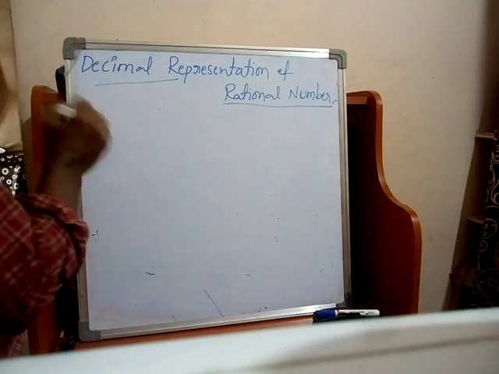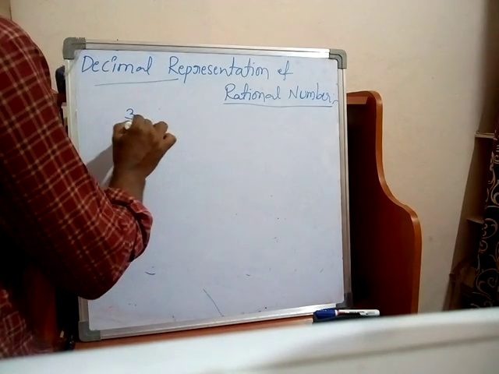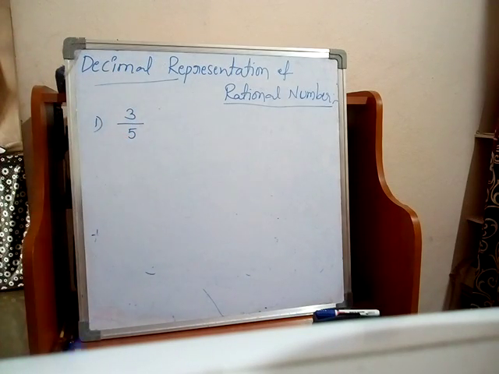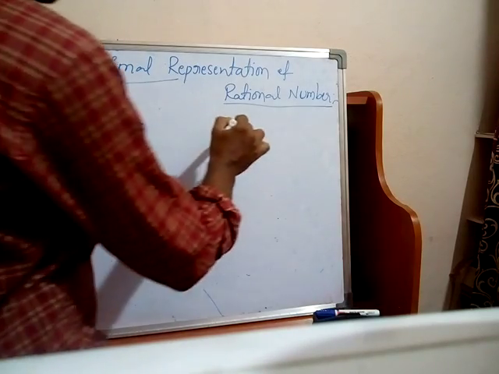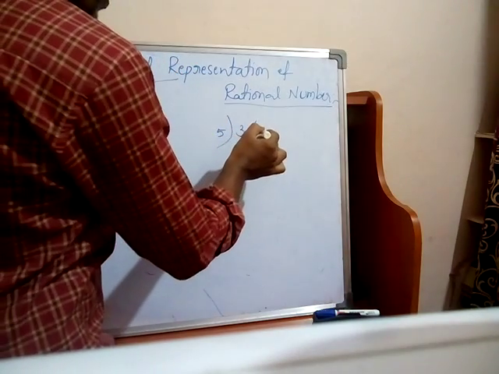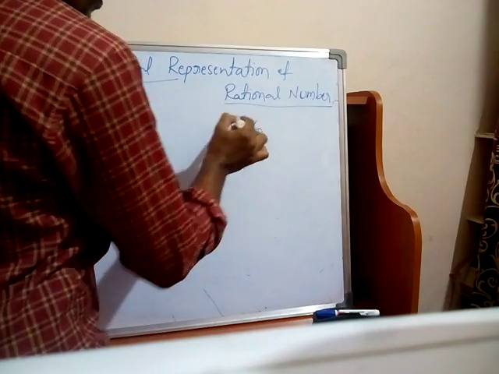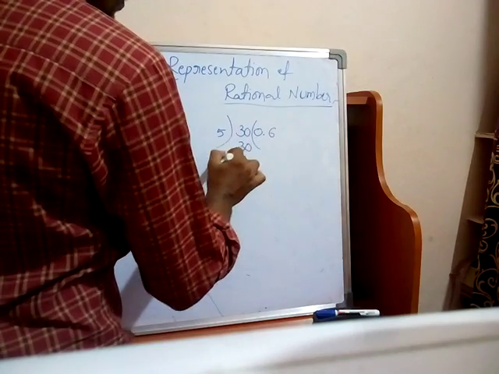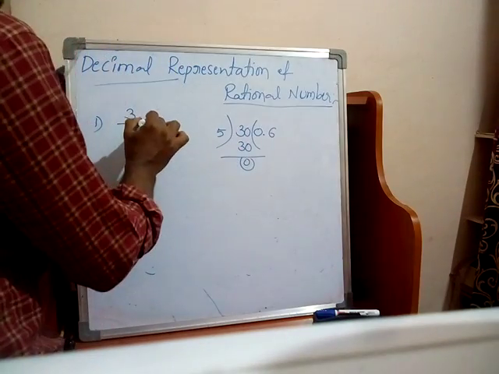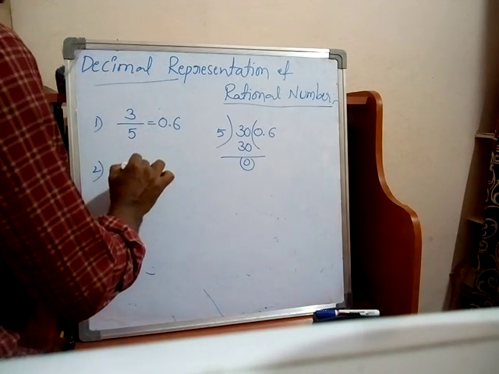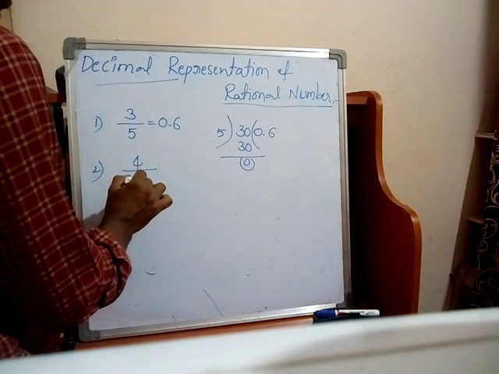Now see this example. I have taken one rational number, 3 by 5. How to express it in decimal form? 3 is divided by 5. 5 how many times? Not possible, so take a point and put 0. 5 sixes are 30, so 5 table, 6 times. So we get the result 0.6.